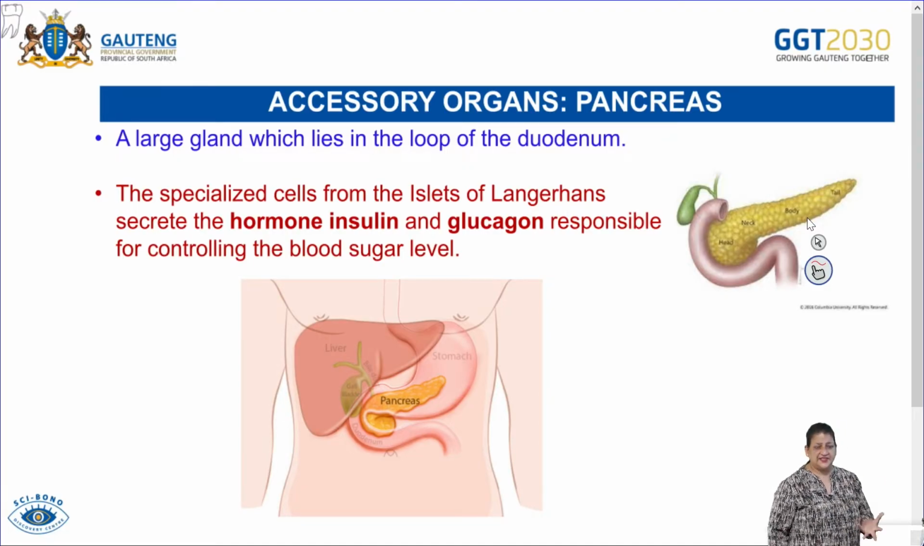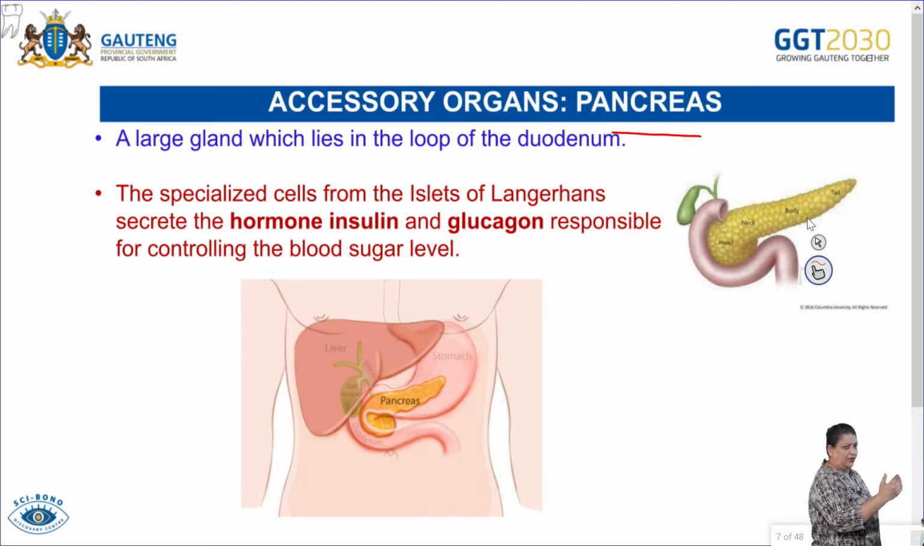Another accessory organ that's not directly attached to the mainstream digestive system is called the pancreas. You're going to learn about this again, learners, in grade 12 when we speak about glucose control. So please, when you're talking about the pancreas, pay careful attention, because you'll need this background knowledge in grade 12.